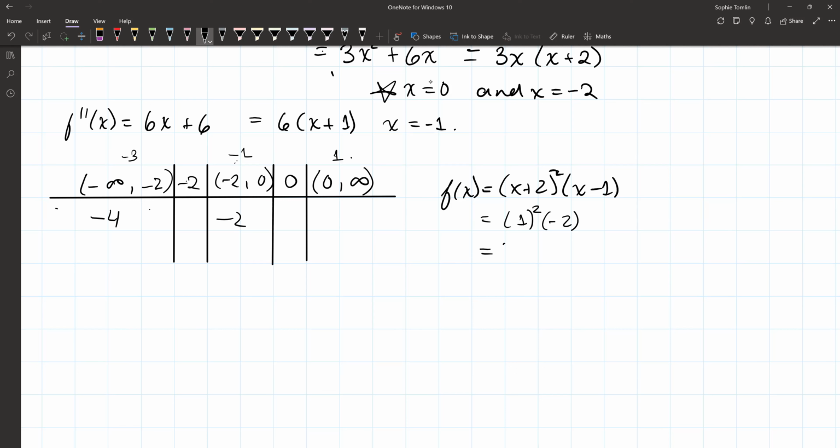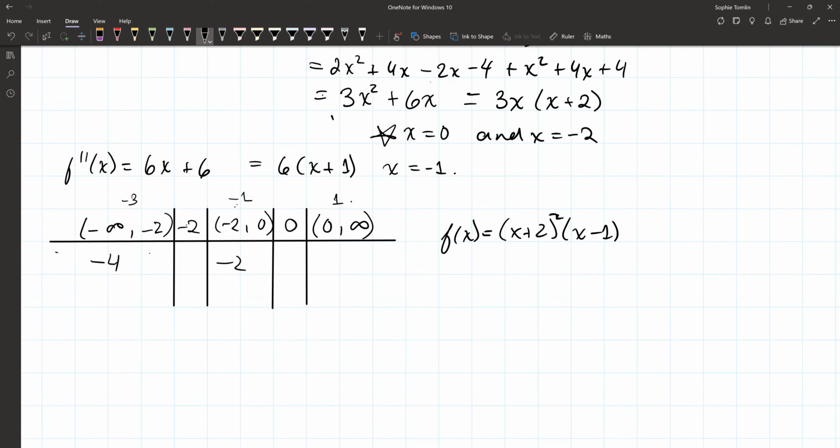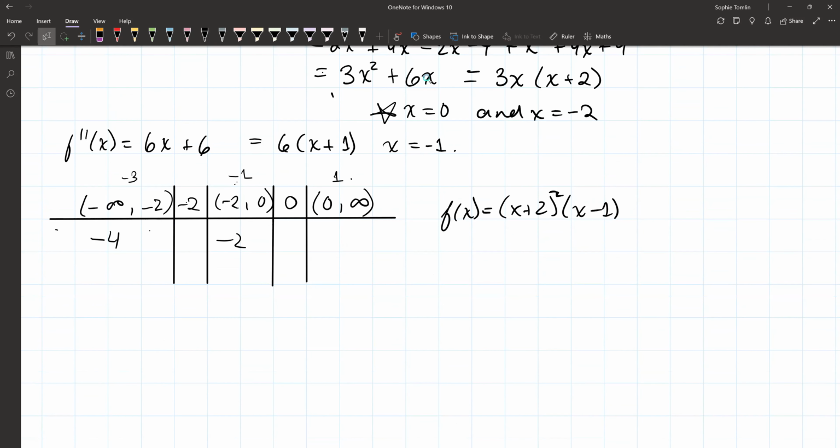And then on this interval, we're going to take 1. Did I get this backwards? No, I did not. Then for this one, we're going to take f of 1, and then we have 3 squared times 0, which means the function is going to be equal to 0 here.